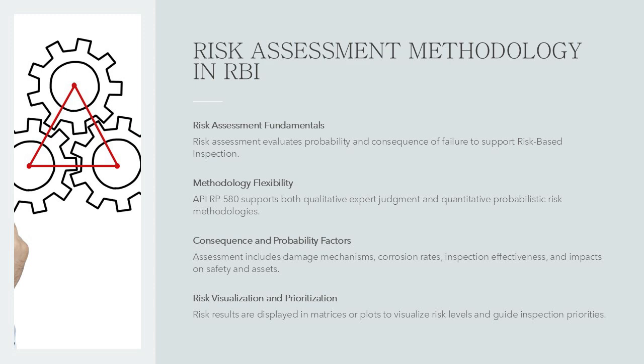The probability of failure assessment considers factors such as damage mechanisms, corrosion rates, inspection effectiveness, and operating history. Consequence of failure assessment evaluates potential outcomes including personnel injury, environmental impact, asset damage, and production loss. These consequences may be expressed qualitatively or quantified in terms of financial impact or risk to life. The selected methodology should be appropriate for the complexity of the equipment, availability of data, and organizational objectives.